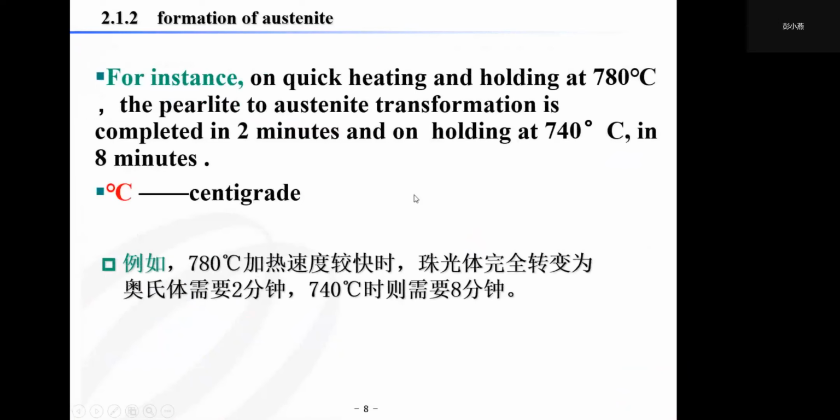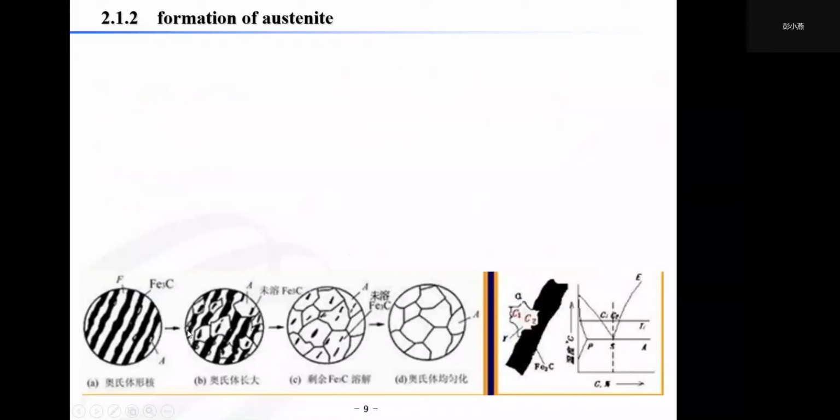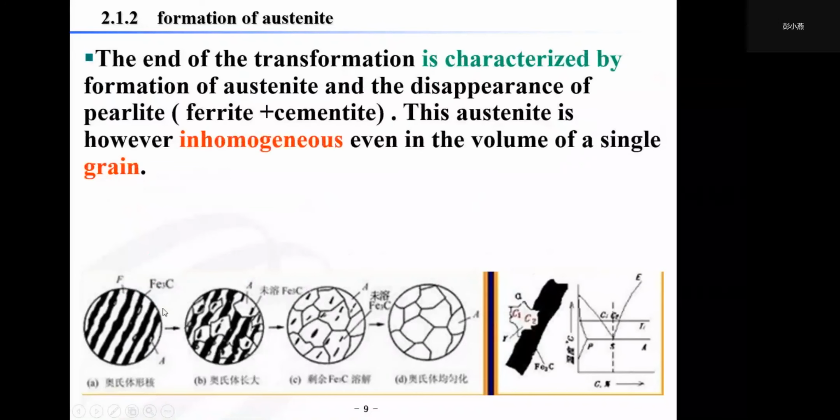Okay. For instance, on quick heating and holding at 780 degrees Celsius, the perlite to austenite transformation is completed in 2 minutes, and on holding at 714 degrees Celsius in 8 minutes. Okay, this is the transformation from perlite to austenite.